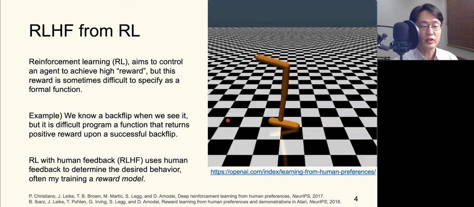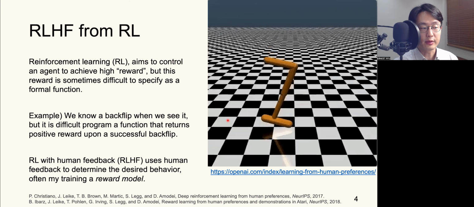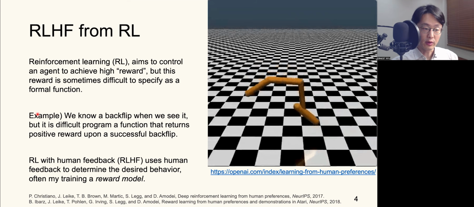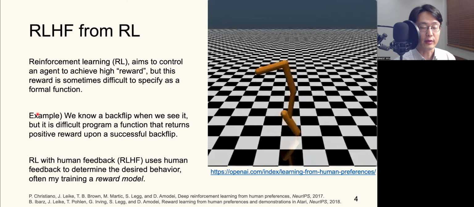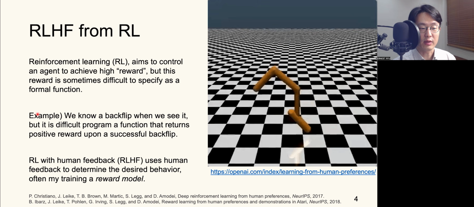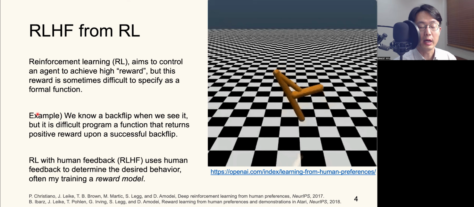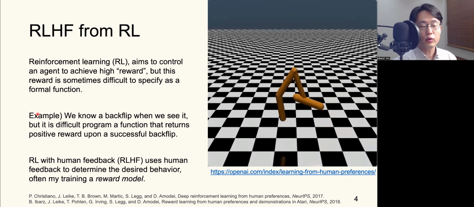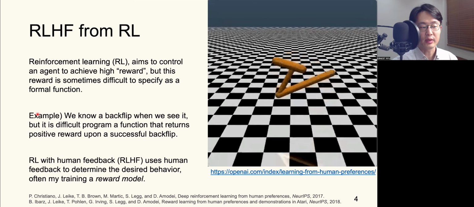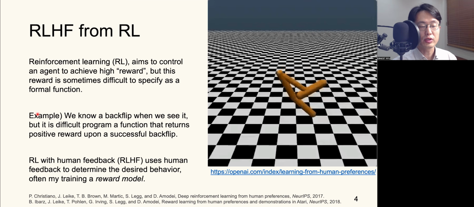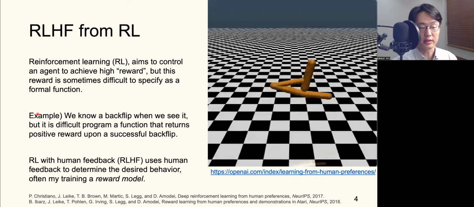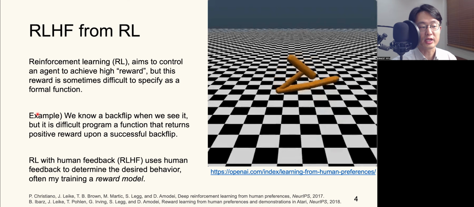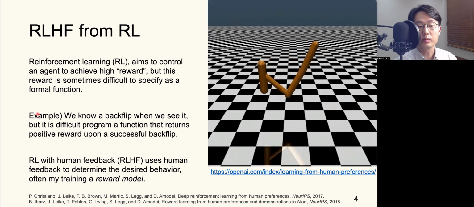And we want to teach this thing to be able to do a backflip. So what's a backflip? Well, we know a backflip when we see it. If you look, this is indeed a backflip. I think everybody would agree that this is a pretty good-looking backflip performed by this multi-joint thing. But if you were asked to write a program or a function that returns a positive reward upon seeing a successful backflip and returns a negative reward upon seeing an unsuccessful attempt, that would actually be pretty hard.